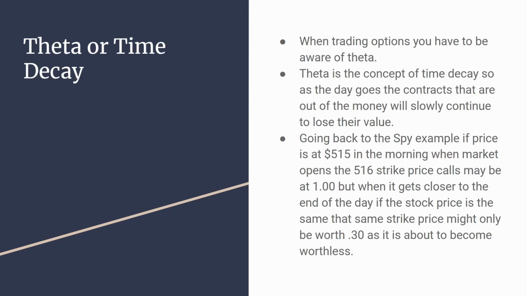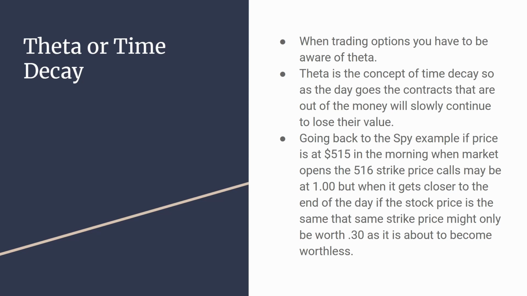So theta, or time decay. When trading options, you have to be aware of theta. Theta is what's known as a Greek. It's a concept of time decay. As the day goes, the contracts that are out of the money will slowly continue to lose their value, because since they're out of the money, they're worthless. So the price of it will go down slowly as they become closer to expiring because there's no value in them.